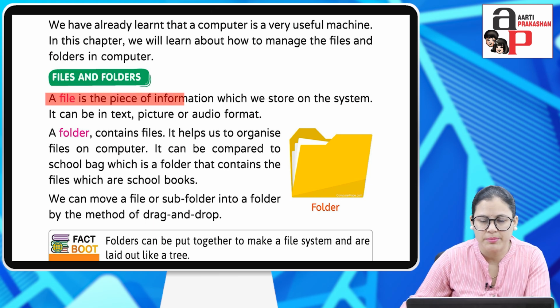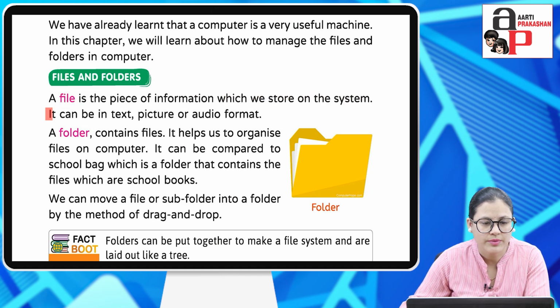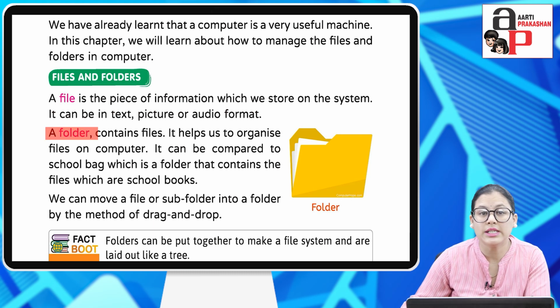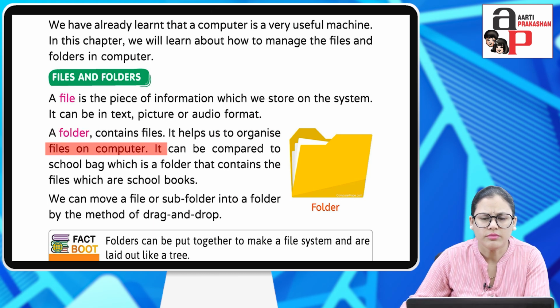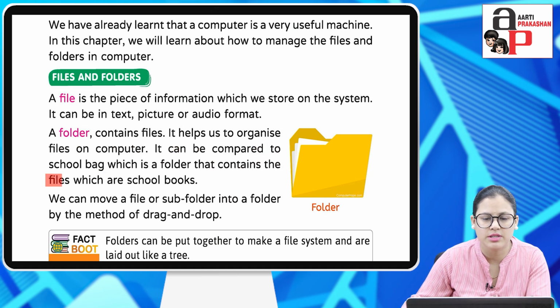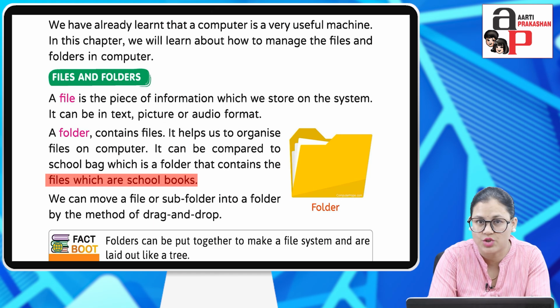A file is a piece of information which we store on the system. It can be in text, picture or audio format. So your file could be text or a picture or an audio, right? A folder contains files. It helps us to organize files on the computer. It can be compared to a school bag, which is a folder that contains the files, which are school books. So a folder is like your school bag, in which there are notebooks and books. A folder, just like a school bag, contains lots of files.